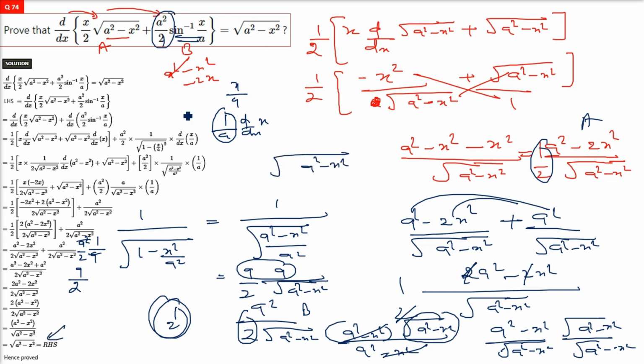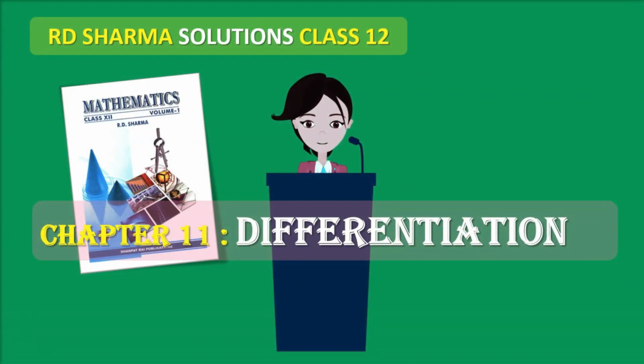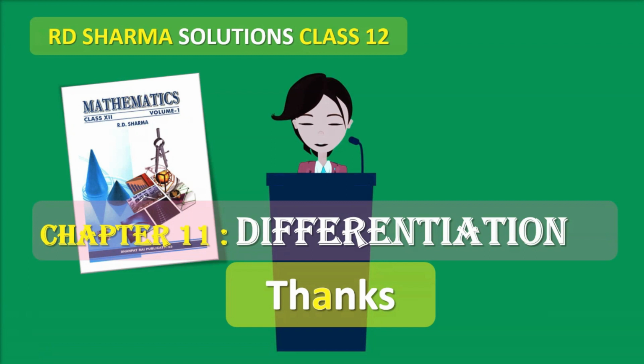This is your right hand side actually. So this is the final of this exercise.